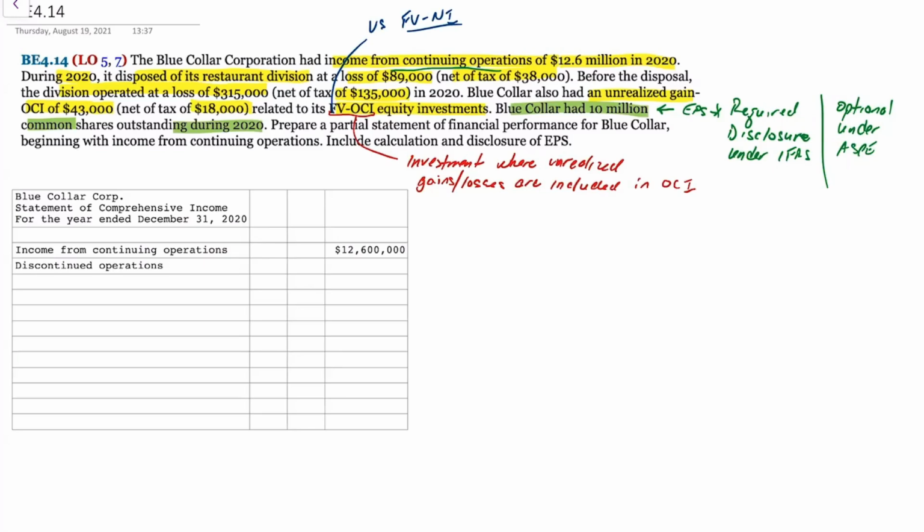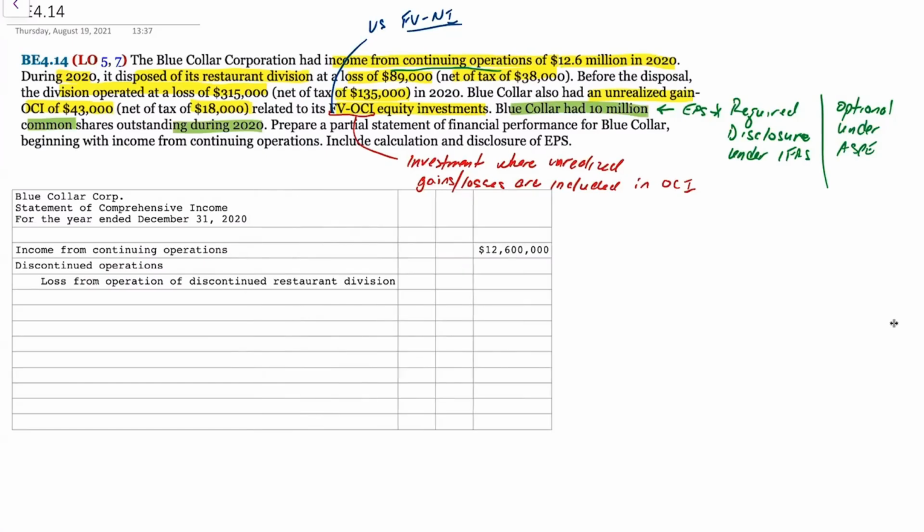What will we have in this discontinued operations section? That's right, Drew, the operating loss. We had the restaurant division, the company sold it, then it incurred an operating loss prior to selling it. So we can call that loss from operation of discontinued restaurant division. So what's the correct way to present that? It says operating loss of $315,000, and that's already net of tax.